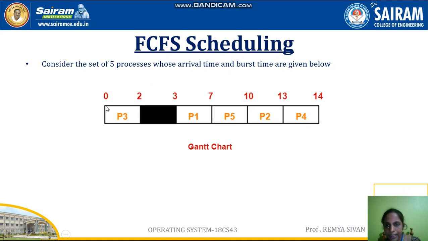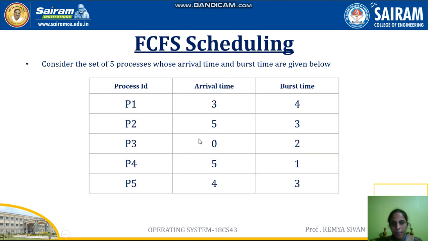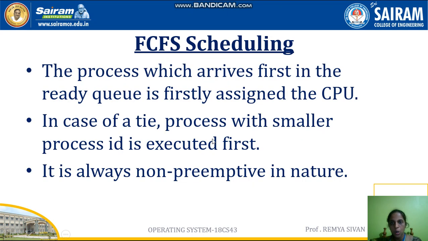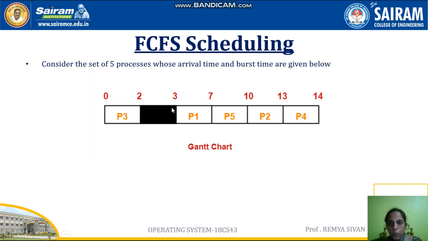So at time 0, P3 has come and it needs only 2 milliseconds to complete. So at time 2, P3 completes. Then what time did the other process come? The next process, P1, has come at 3. But P3 completed at time 2. So see here, 2 to 3 is the CPU's idle time. P3 completed at time 2 and there is no process at time 2. P1 reaches at time 3. So 2 to 3 is the idle time and P1 will start at time 3.